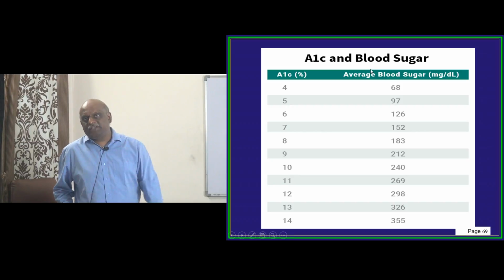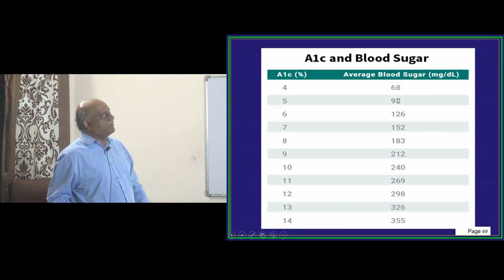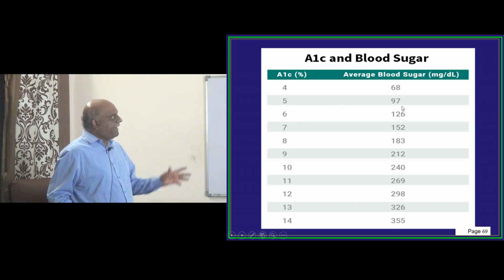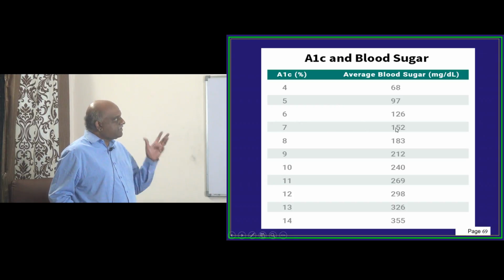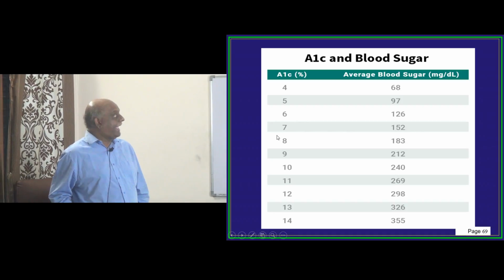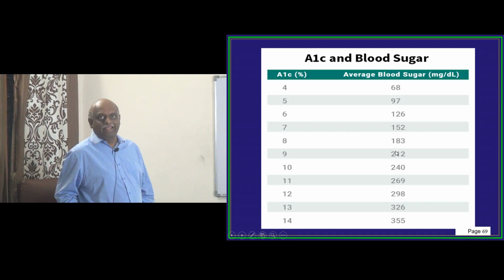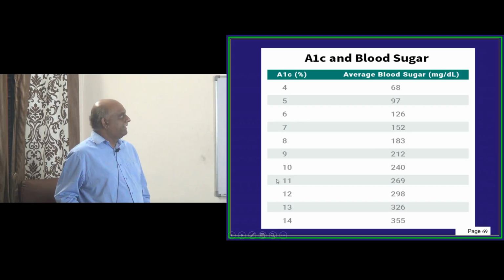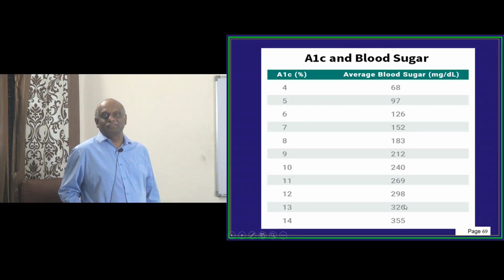If HbA1c is 4, average blood glucose is 68, 5 means 97, 6 means 126, 7 means 152, and 8 means 183, 9 means 212, 10 means 240.